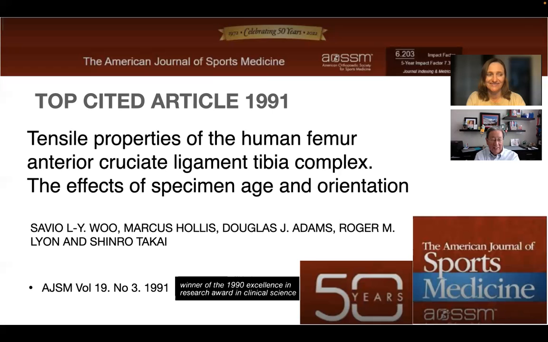I'm very happy to share some of the experiences of this particular article, which turned out to be one of the most cited articles from my publications as well. We're very grateful. So could you please start by giving us some background information? Why did you perform this study?